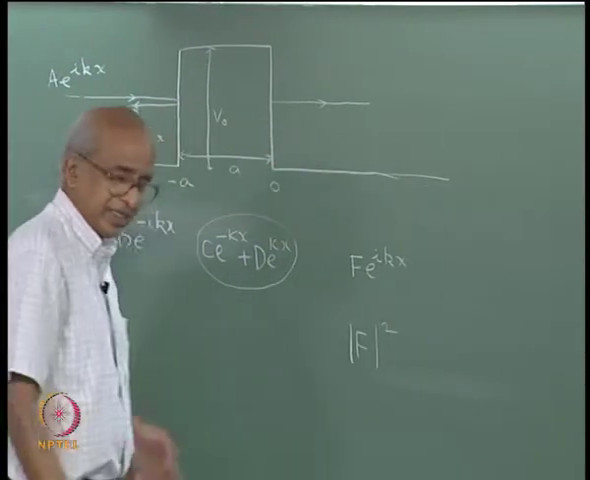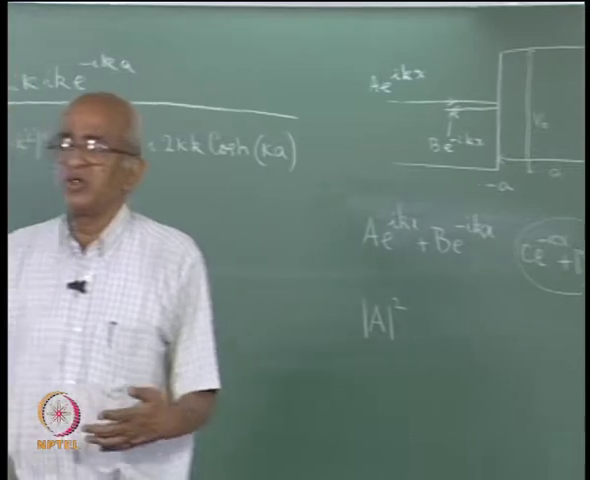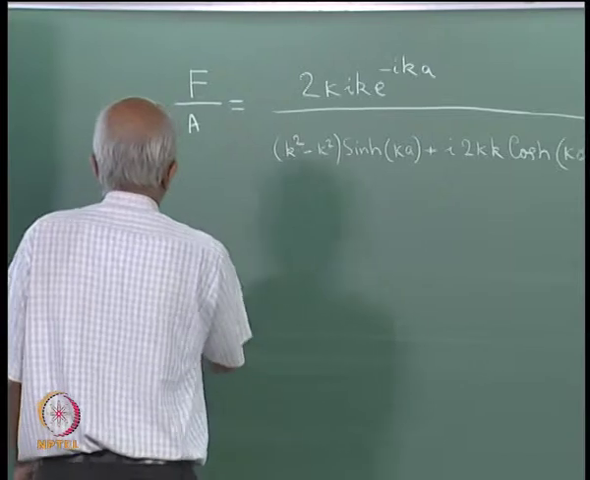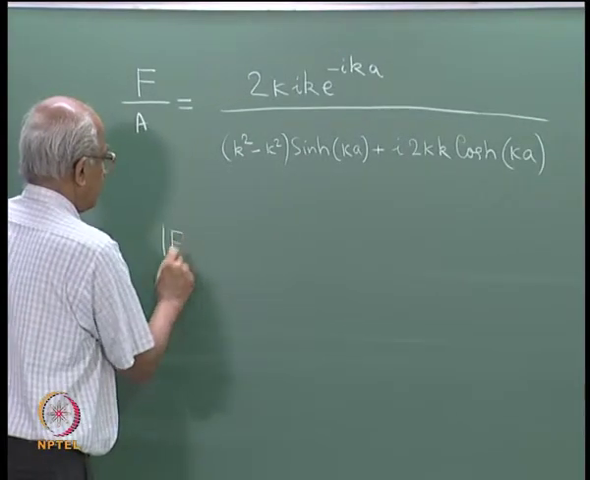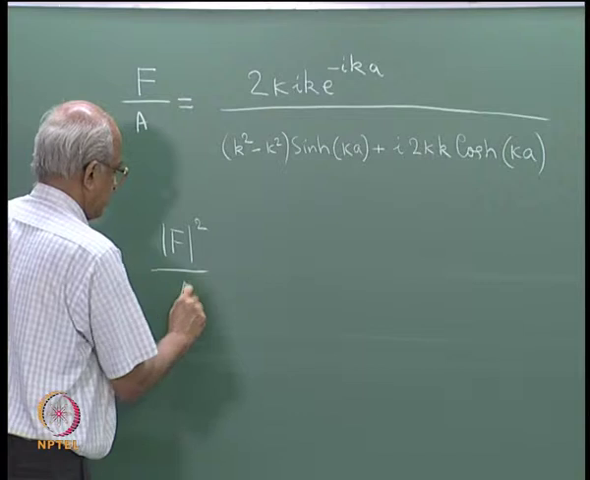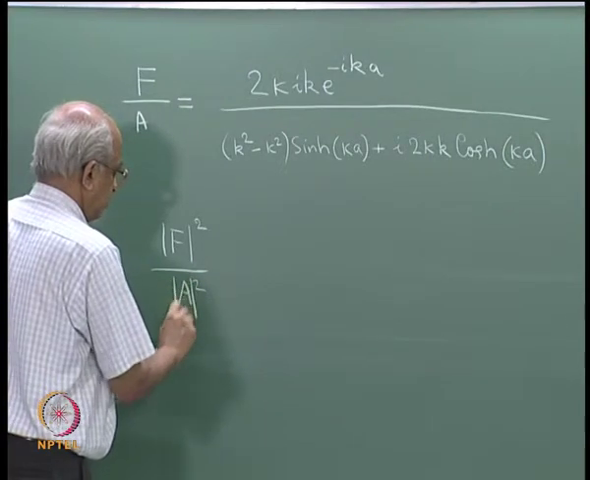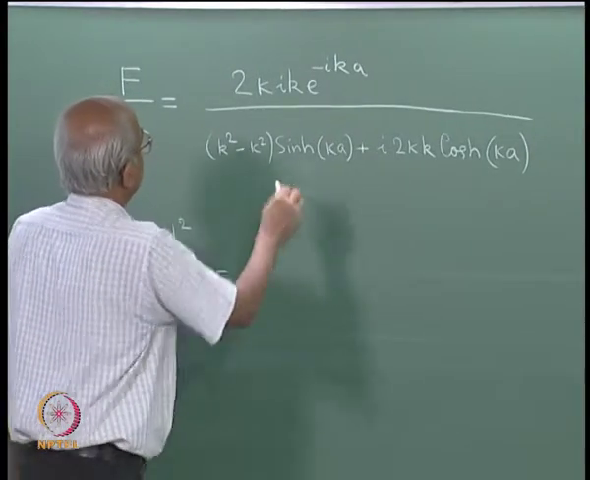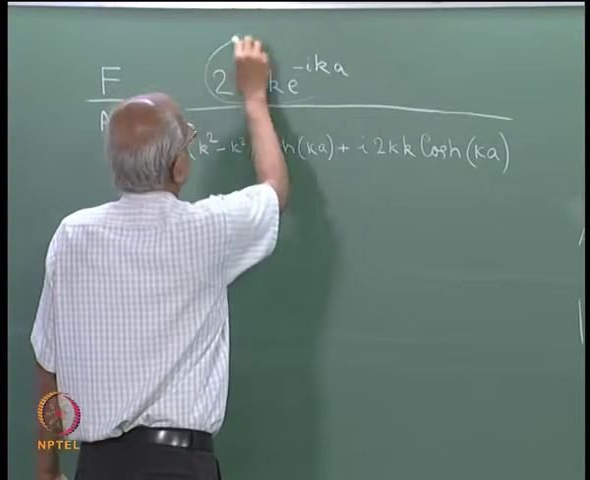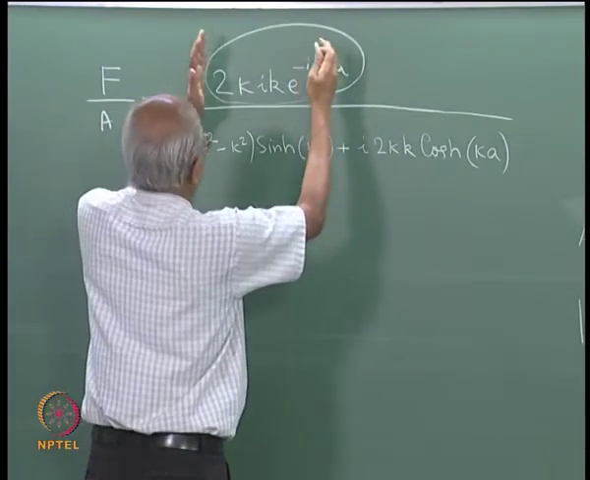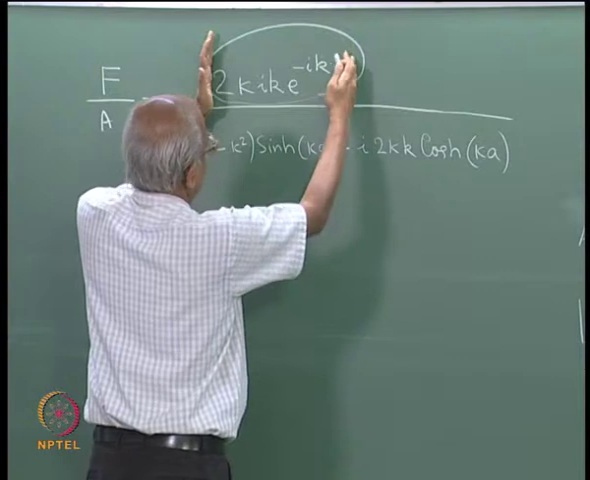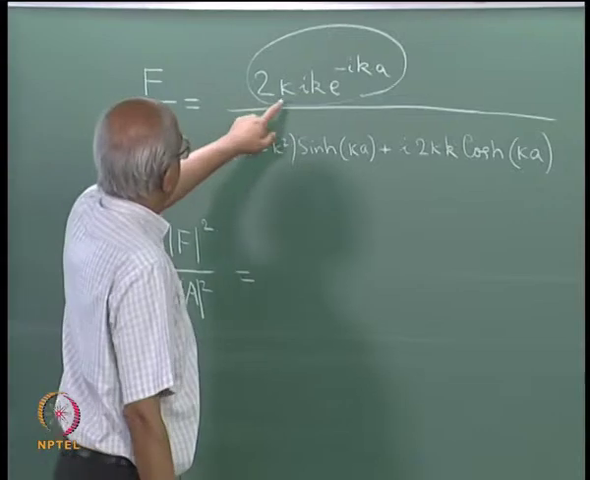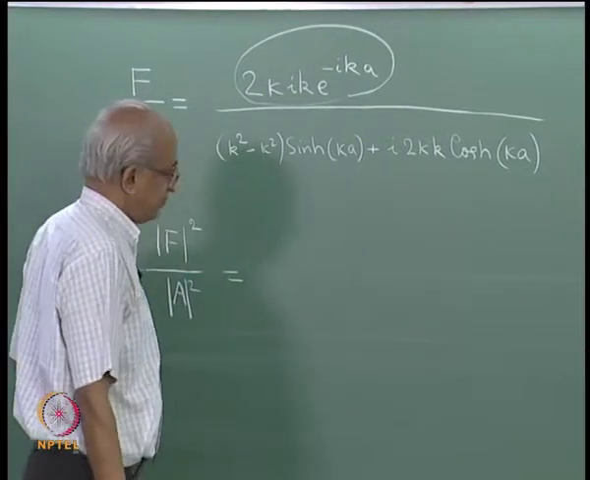So therefore, the transmission coefficient or the tunneling probability for the particle will be given by magnitude of f square divided by magnitude of a square. And so therefore, I want to calculate this. How will I calculate this? Well, I shall calculate the magnitude squared of that quantity and divide it by the magnitude squared of that quantity. That is all that I need to do. So let me first calculate the magnitude square of this quantity.